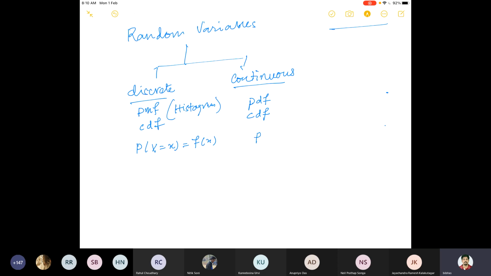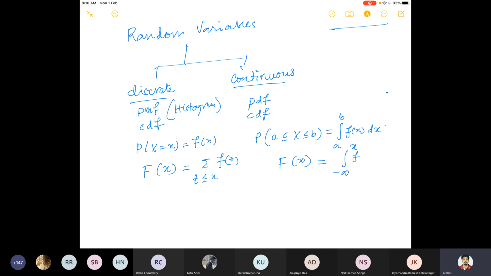And here we said, when you talk about a continuous sample space or continuous random variable, then we always look for the probability of this kind of an event, which can be calculated by using integration, from a to b of f_X(x) dx. In both cases, small f_X is the distribution function, from which we can define the cumulative one. F_X(x) is essentially the sum of all f(t) where t is less than or equal to x. And here we just replace the sum, or the series, by the integration, from minus infinity to x of f(t) dt.